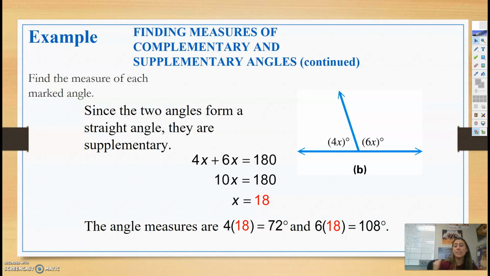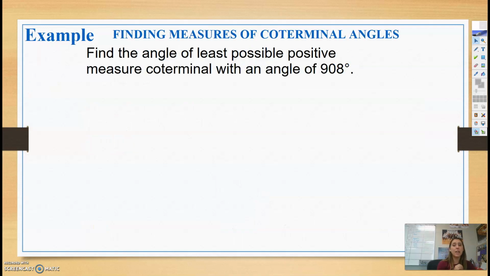So 72 degrees and 108 degrees are our answers. Okay, so I do want you to write this down. Hit pause, and I want you to write: find the angle of the least possible positive measure coterminal with the angle 908 degrees. I want you to write that down because that's what the question is in the homework, and I want you to be able to answer it.